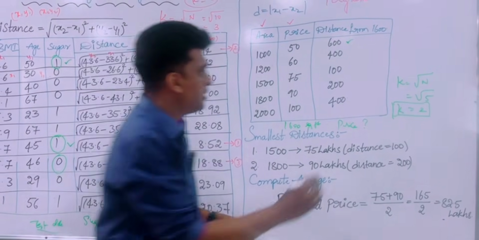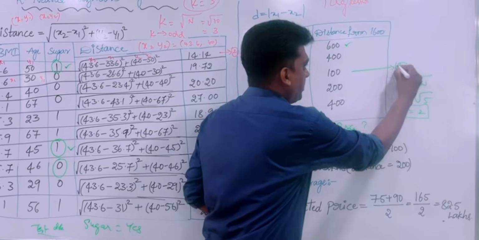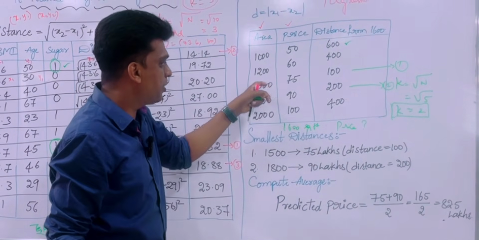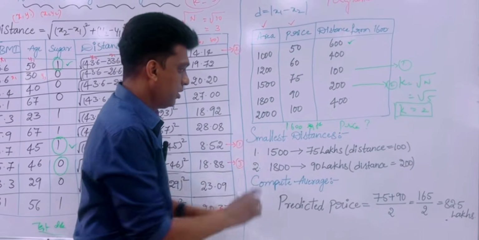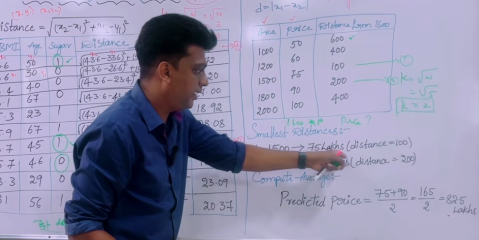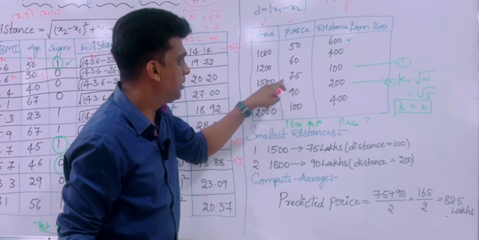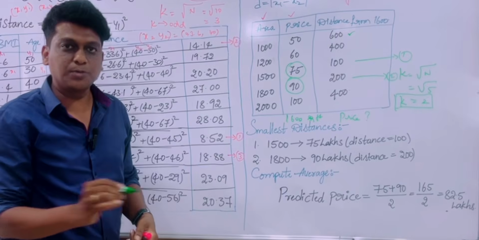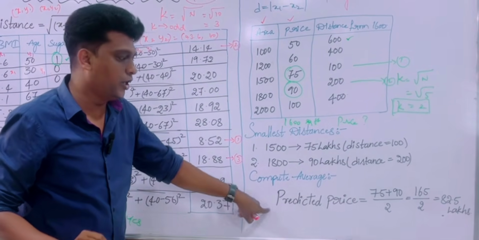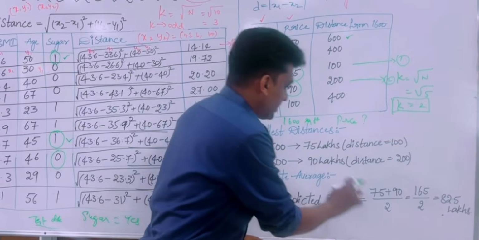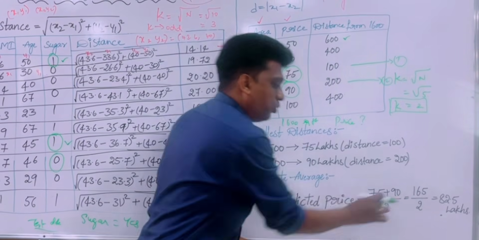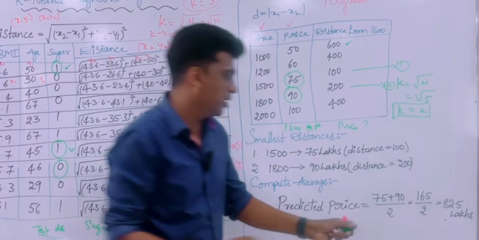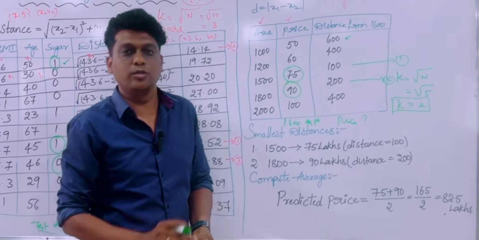Which one is the minimum distance here? This is the first minimum distance, then this is the second minimum distance. Their corresponding area and price should be noted. For the smallest distance the price is 75, and for the next the price is 90. As per the rule of KNN in regression, we need to find the average. So 75 plus 90 divided by 2, where the 2 comes from the value of k. Finally we obtain 82.5 lakhs. So this is how the regression has been done.